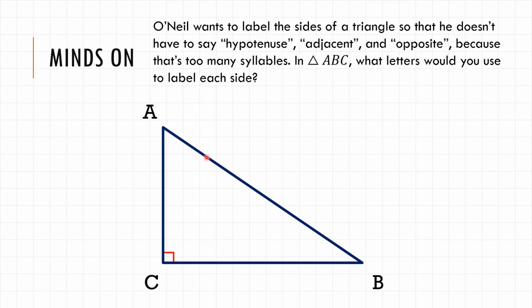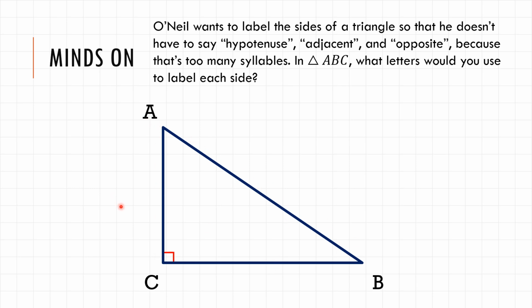So just to start us off here, O'Neill wants to label the sides of a triangle so that he doesn't have to say hypotenuse, adjacent, opposite, because those are all too many syllables. He just wants to use a single letter. So in this triangle, what letters would you use to label each of these three sides?